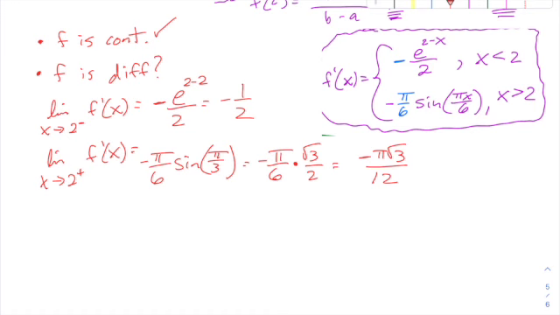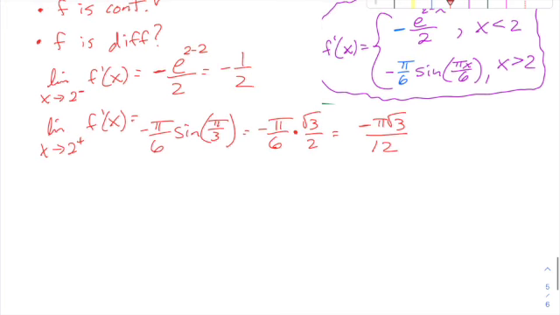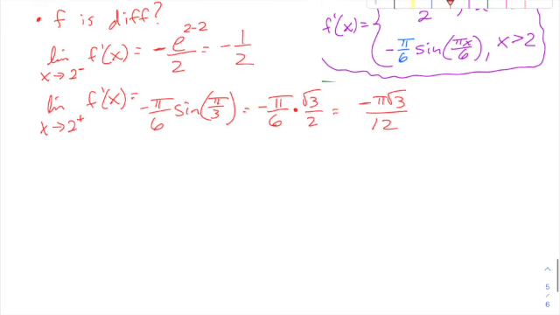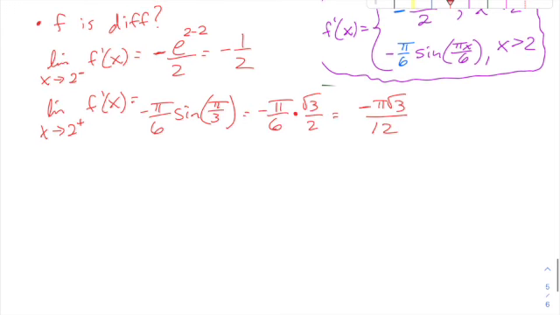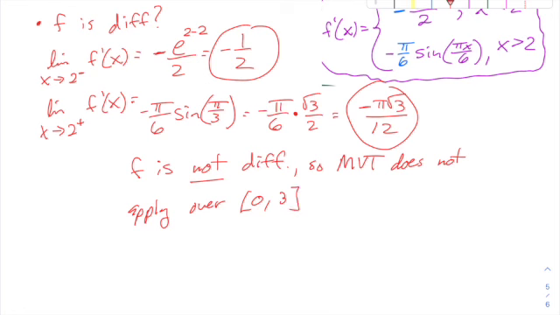It's fairly close if you look at the decimal. It's something like negative 0.4, but that's not negative 0.5. It's definitely not equal to negative 1/2. And so since these are not equal, f is not differentiable. So the mean value theorem, MVT, and it is okay to abbreviate mean value theorem, does not apply over the interval 0 to 3, because that 2 occurs within that interval.